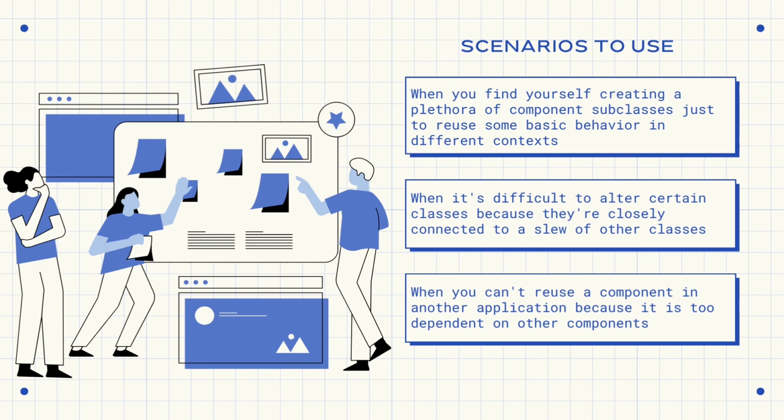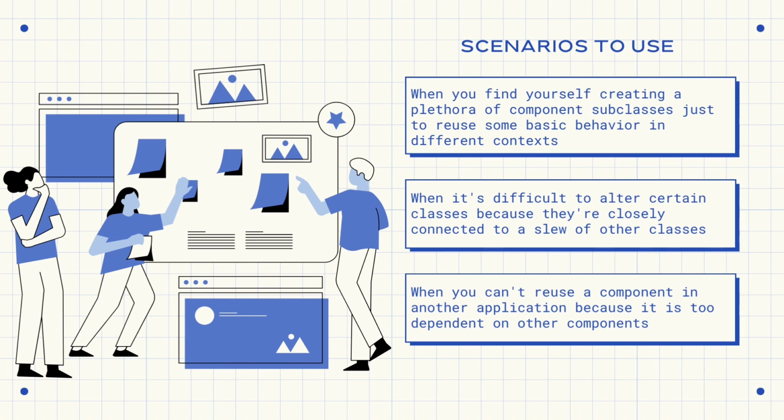The first one is when you find yourself creating a plethora of component subclasses just to reuse some basic behavior in different contexts. Because relationships between components are contained within the mediator, it's simple to define alternative means for these components to collaborate by adding additional mediator classes without needing to alter the components themselves.